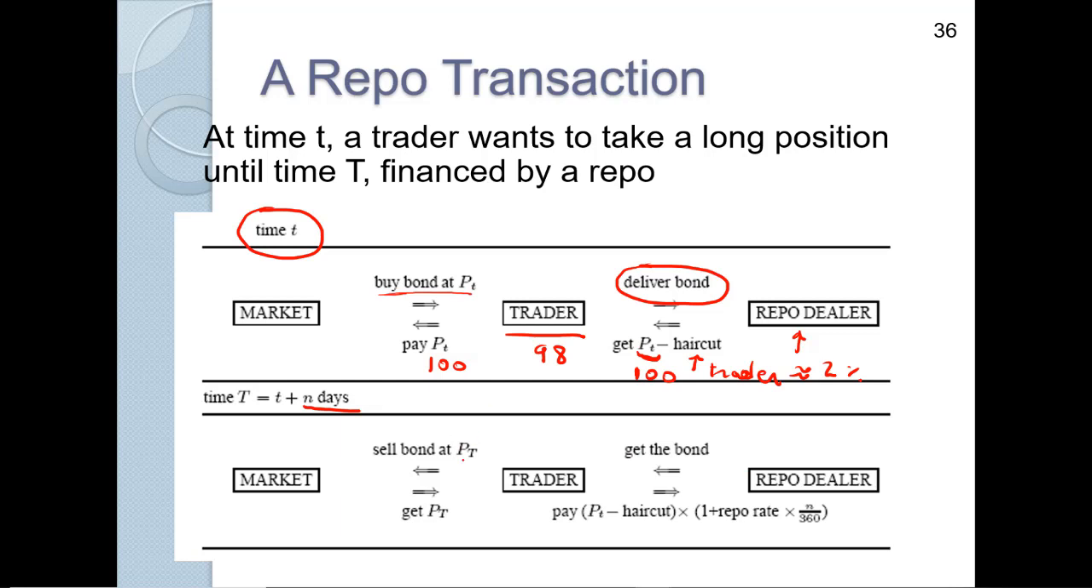I'm going to go and sell the bond. You see here, this is P capital T. So this bond changed in price. So now the bond can be $105. So basically, since I sold the bond in the market, I'm going to get $105 here. And then I'm going to give back to the repo dealer, not the 105. I'm going to give him back the amount that he lent me, the 98, and then here times some repo rate. So 1 plus the repo rate, and this is n over 360. This is the number of days that he lent me that money. And I'll return that. Everything else is going to be for my profit.